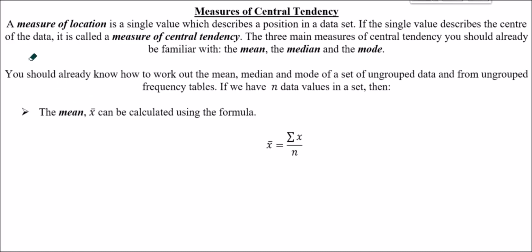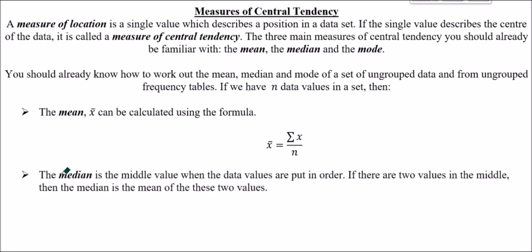You should as well already know how to work out the mean, median, and mode of a set of ungrouped data and from ungrouped frequency tables. So generally speaking, if we have n data values in a set, the mean, which is denoted as x bar, can be calculated using the below formula. X bar is sigma x, which means the sum of all the data points, divided by n, where n, as we've said, is the number of data values in the set. The median is the middle value when the data values are put in order of size. If there are two values in the middle, then the median is the mean of these two values in the middle.